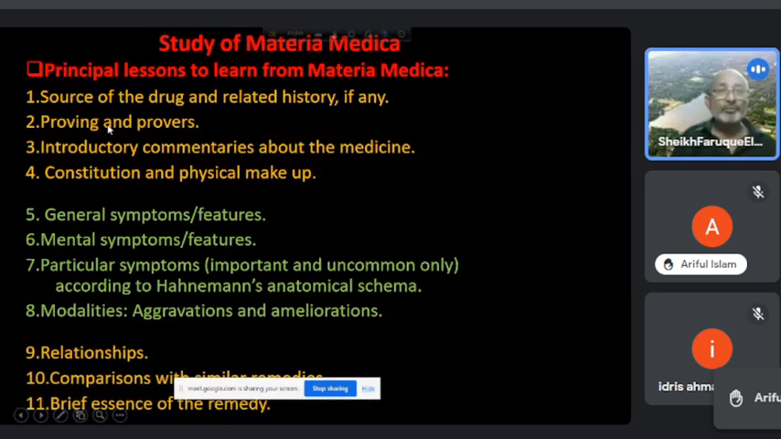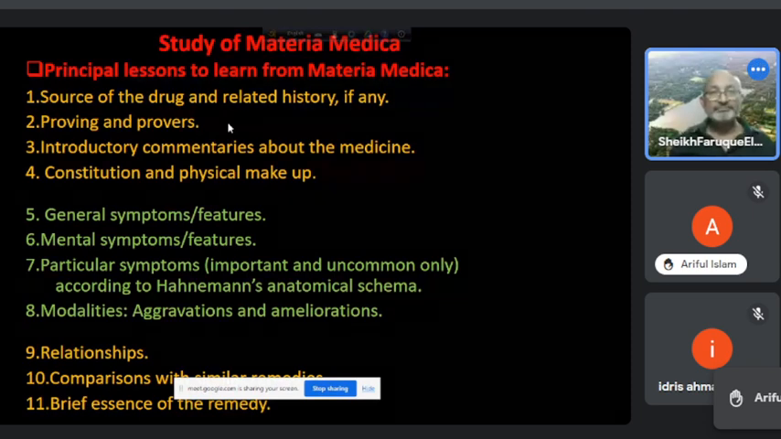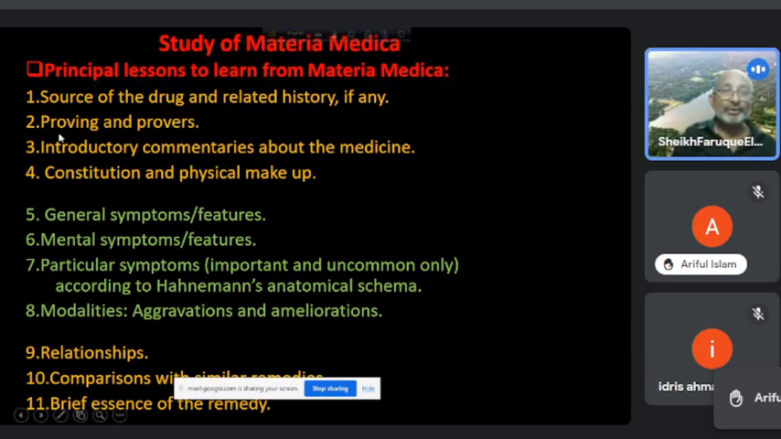Then you should know the proving and provers. Who proved it? Was it proved at all or not? If it is proved by Hahnemann, yes, you don't have any confusion. So you should know who proved and how it was proved.